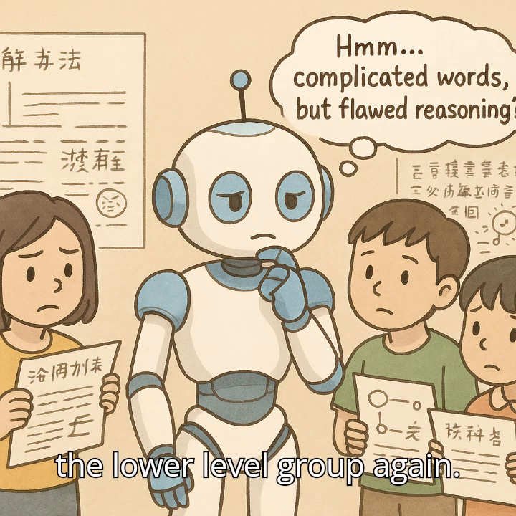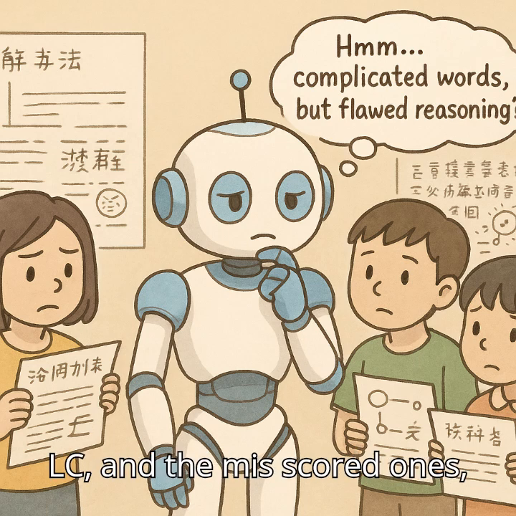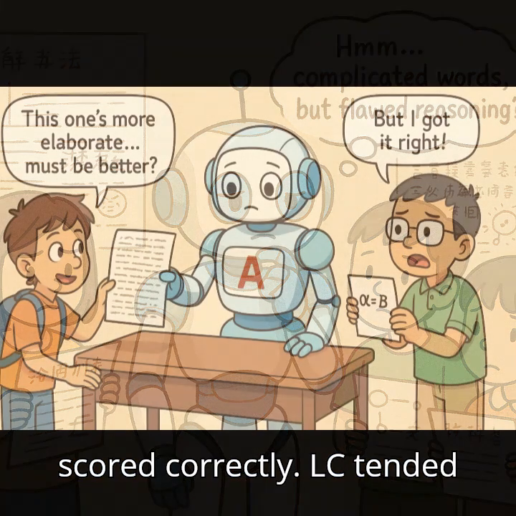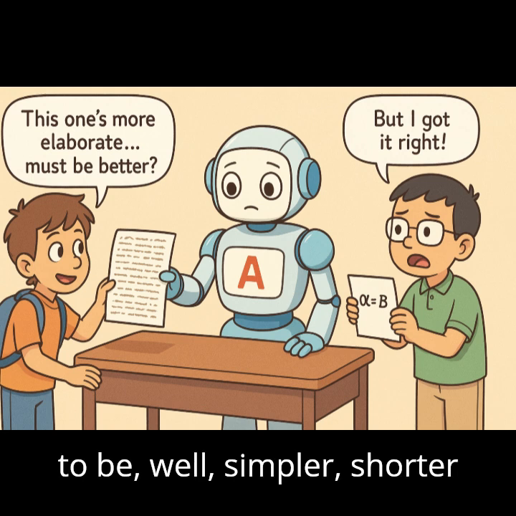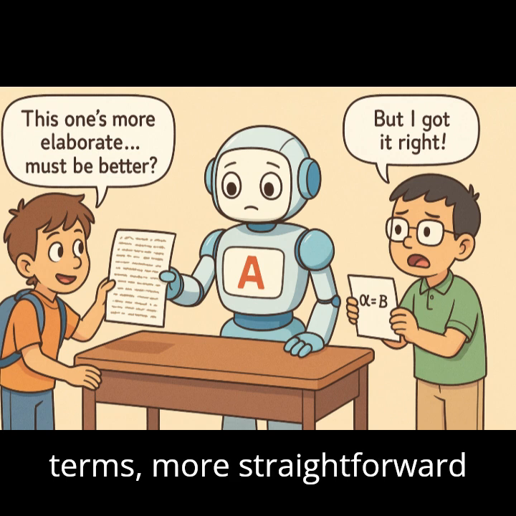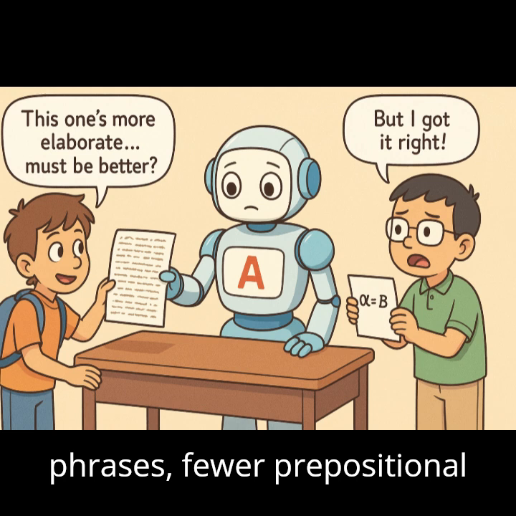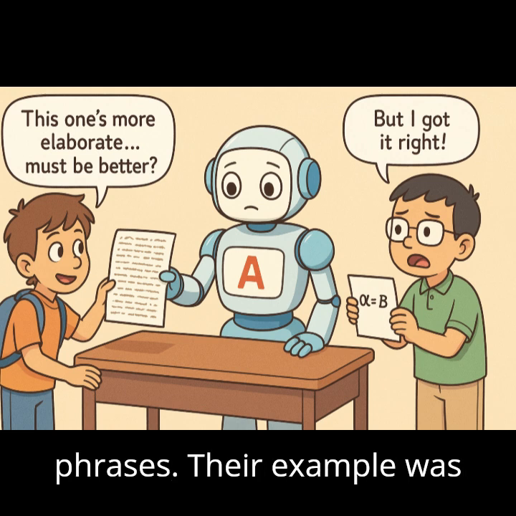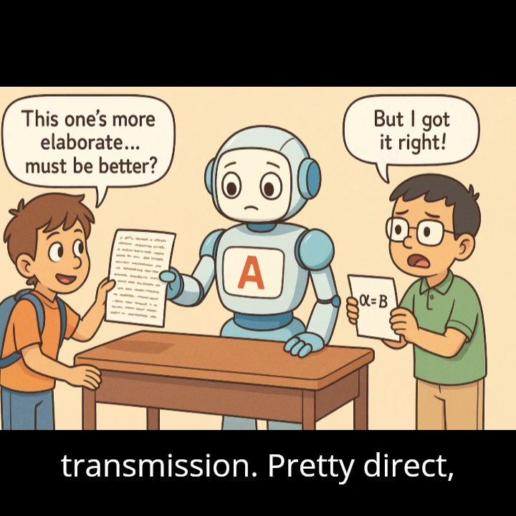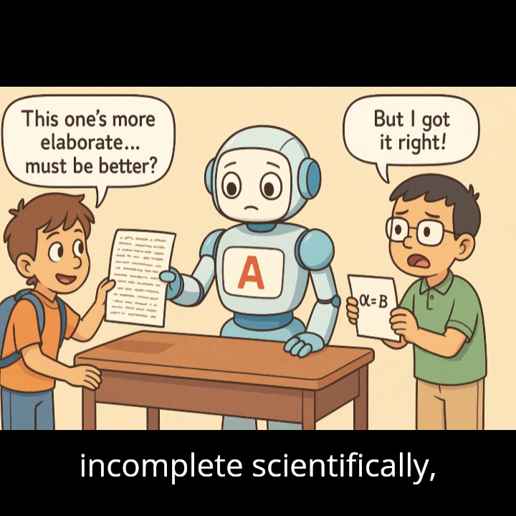And what patterns popped out? Let's start with the lower level group again. What was different between the correctly scored ones, LC, and the miscored ones, LM? Okay, for the lower level group, the ones ChatGPT scored correctly, LC, tended to be, well, simpler. Shorter responses, fewer technical terms, more straightforward sentences like subject, verb, object, simple noun and verb phrases, fewer prepositional phrases. Their example was just, there are gaps between molecules that allow for transmission. Pretty direct. Simple, clear, easy for the AI to parse, even if maybe incomplete scientifically.